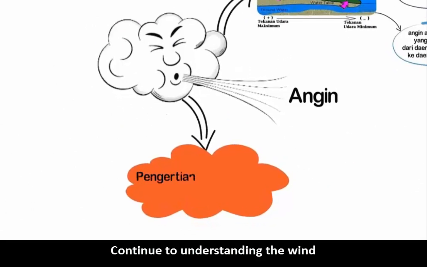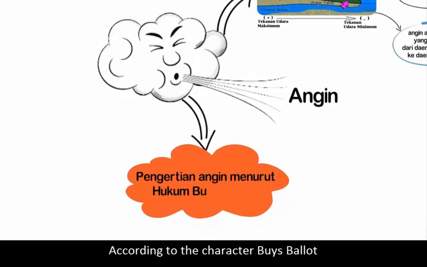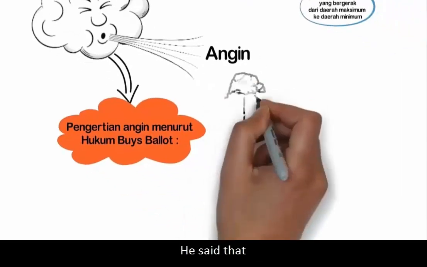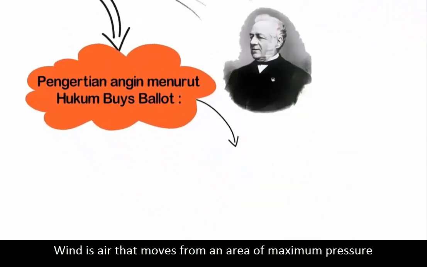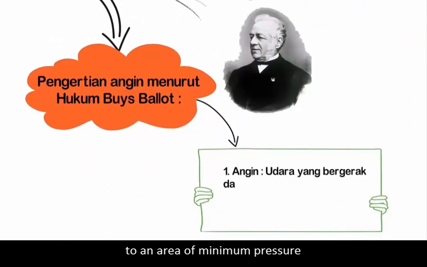Continue to understanding the wind. According to Buys Ballot, wind is air that moves from an area of maximum pressure to an area of minimum pressure.